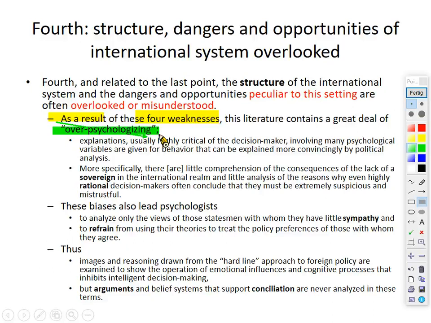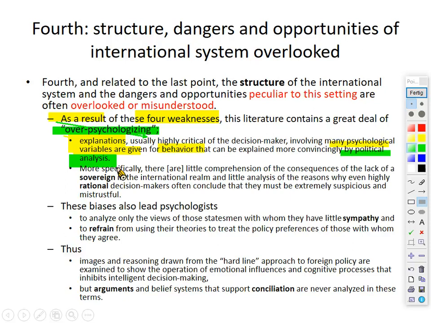And over-psychologizing, what is that? What does it say? Those are the explanations usually highly critical of the decision maker. So when we look at the decision maker, we say that his decision is irrational, is reckless, is unreasonable. And we criticize how they make wrong decisions. Many psychological variables are given for behavior that is explained more convincingly by analytical analysis. So we give a lot of psychological studies, but as a matter of fact, if we only emphasize political analysis, maybe we could have more answers.